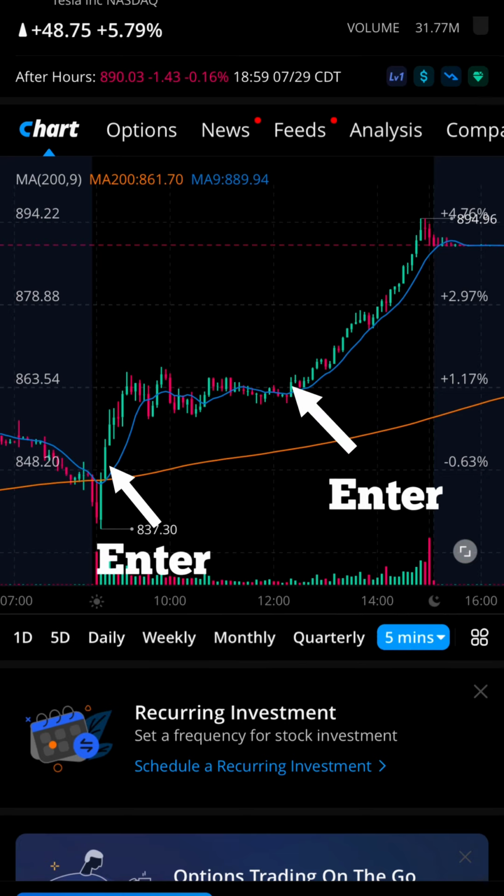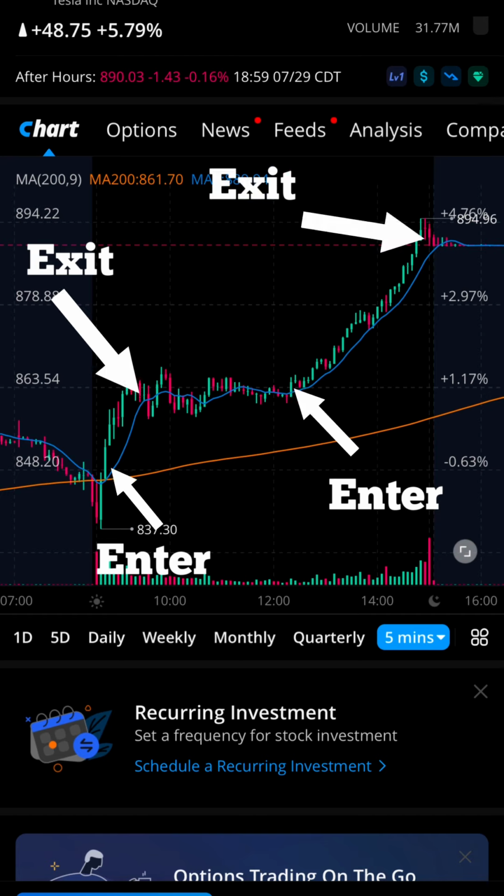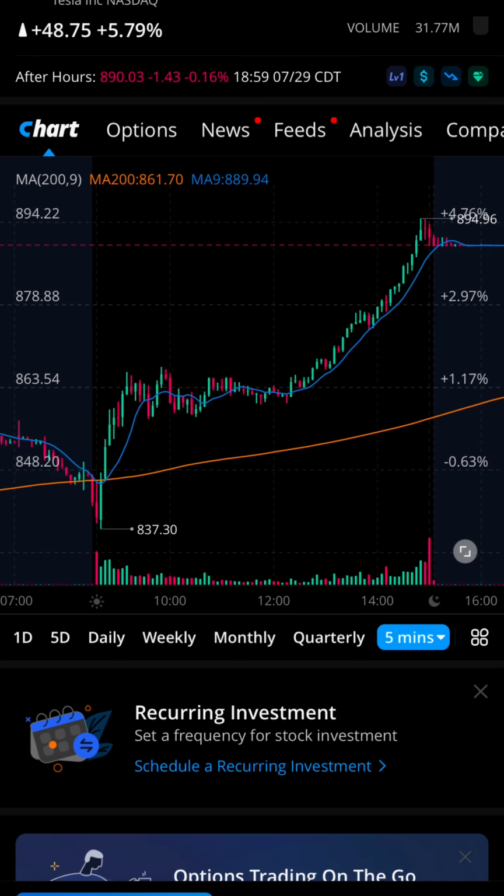So you would enter right here and you would exit right here and here, where the red candlesticks go below and hold below that blue SMA line. So this makes for a very simplistic and very easy long position trade.